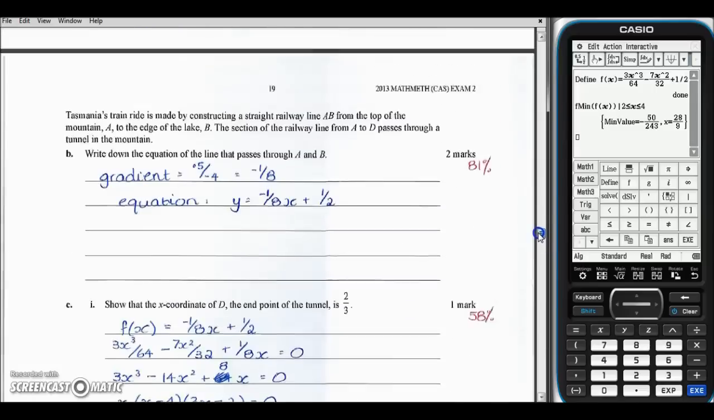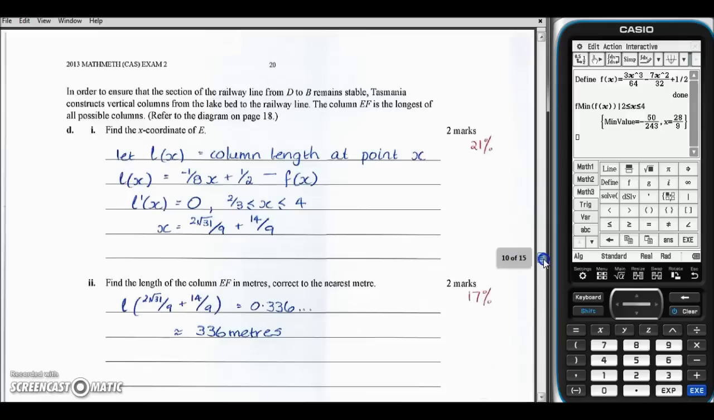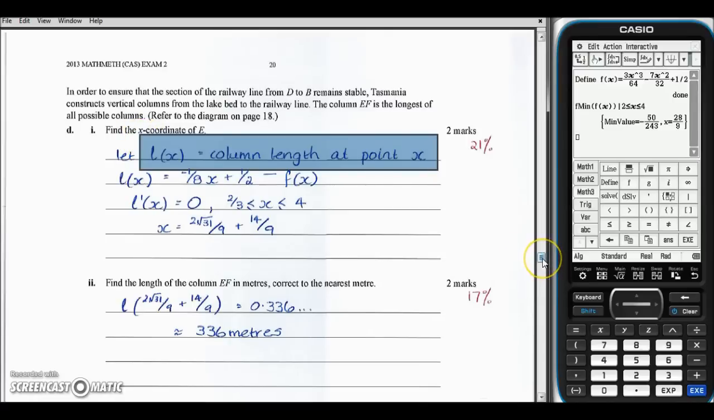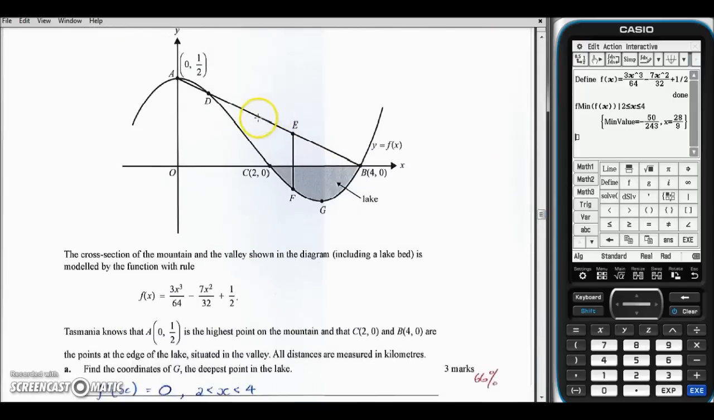So what we have got up here is one of those vertical columns. There's going to be vertical columns all the way along here. So we want to find where the point is where the longest column would be. First of all, we'll define this function where L(x) is that column length. Of course, the column length is going to be the difference between the y value here and the y value here.